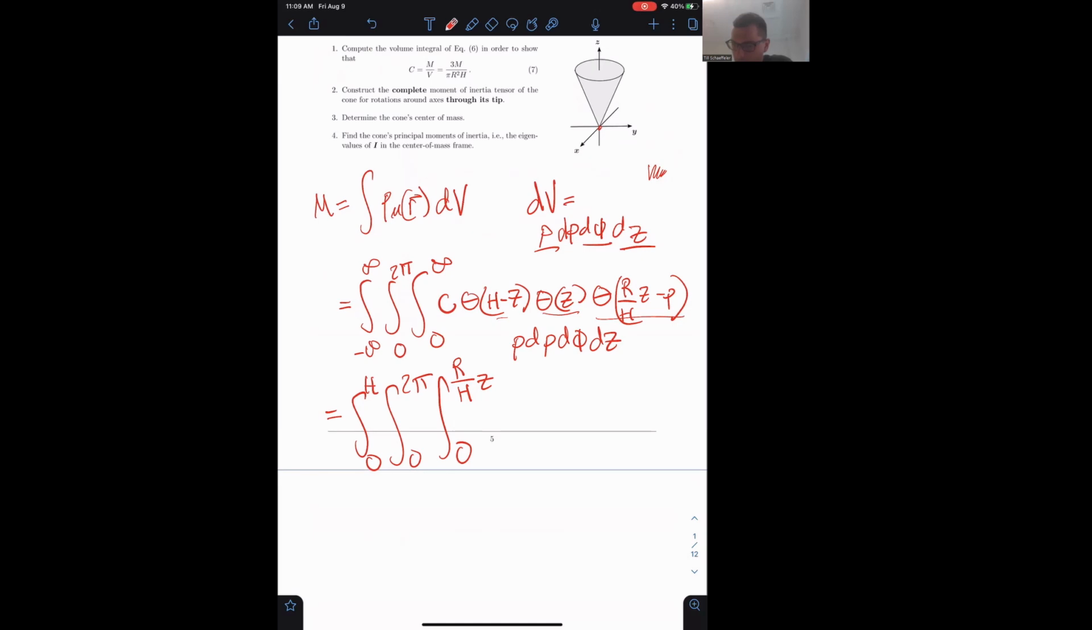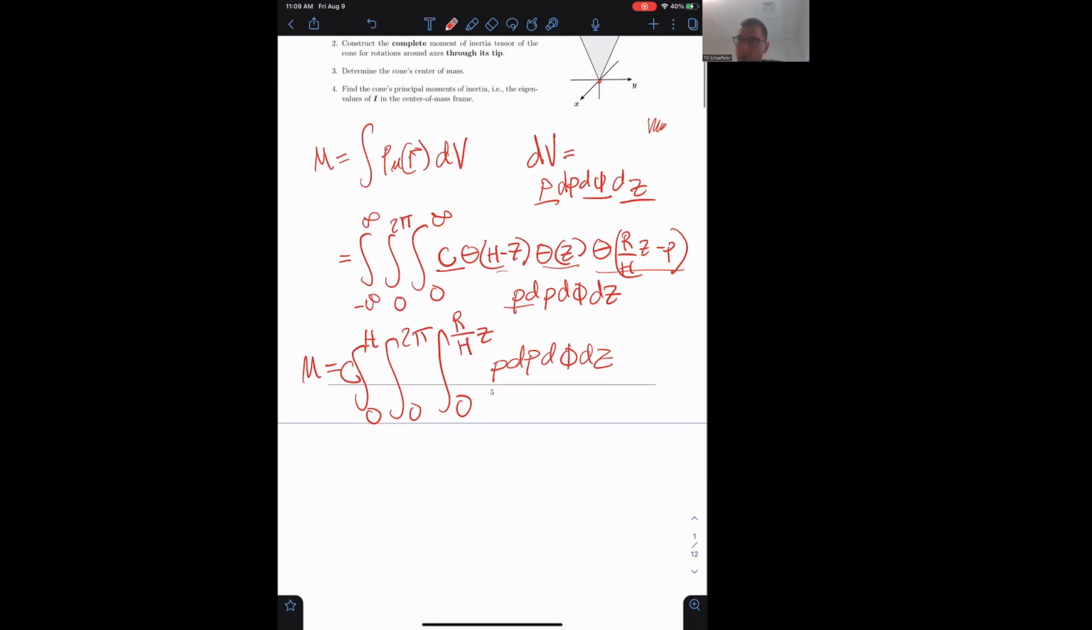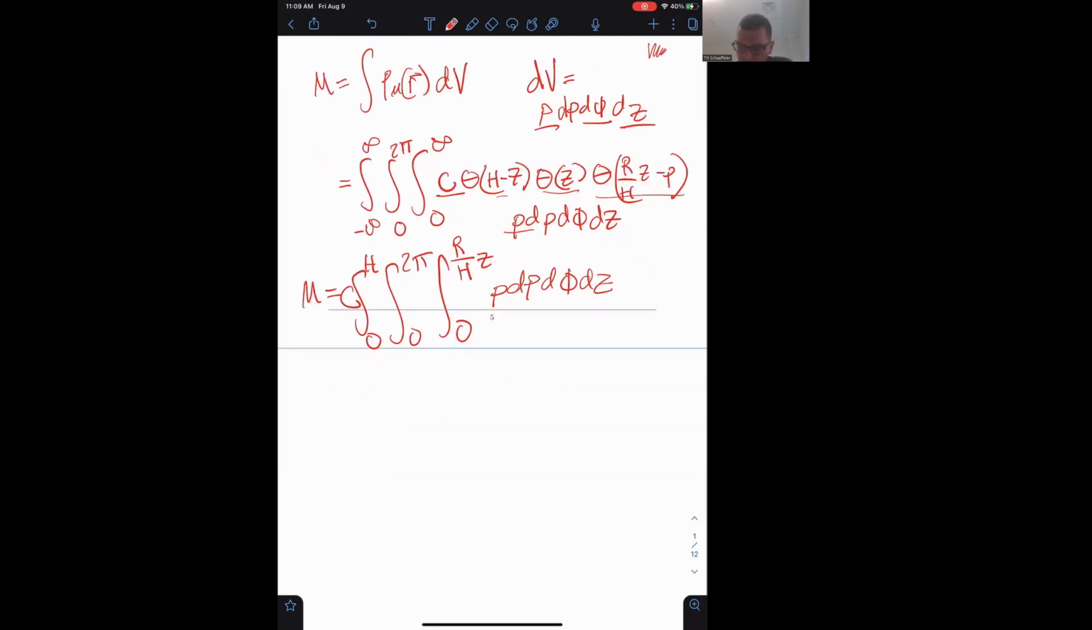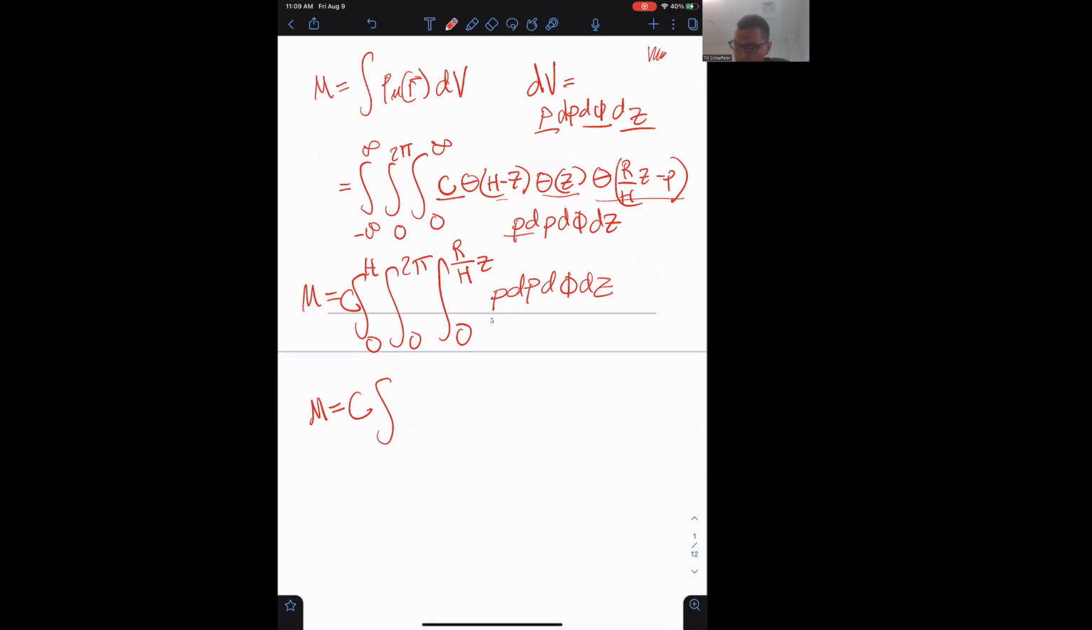So what's actually left inside the integral? You have C, which is a constant, so that can go outside of the integrals. We just have a rho left from the volume element. This is actually a pretty easy integral now that we have these bounds set correctly. Let's just do it from the inside out. Integrating rho d rho gives you rho squared over 2, so that's r over h times z squared over 2.